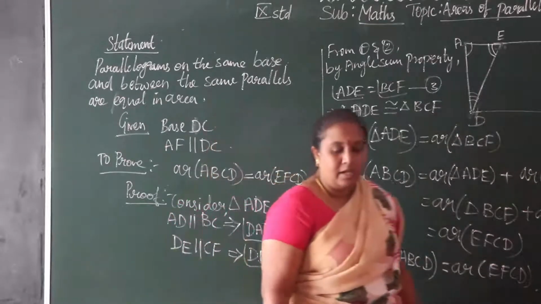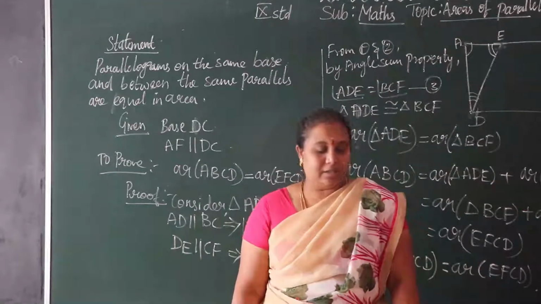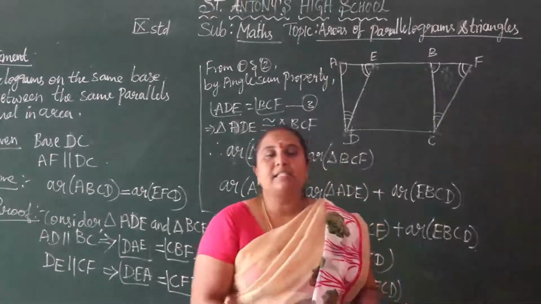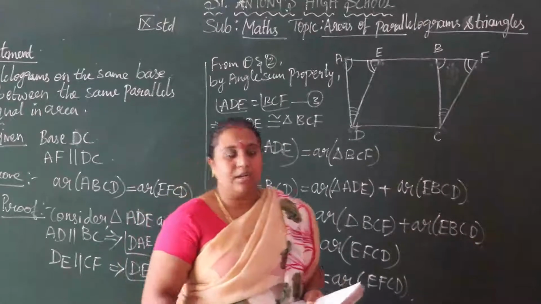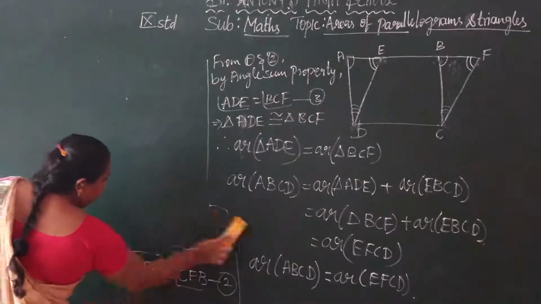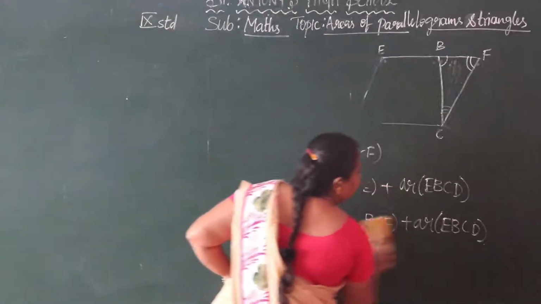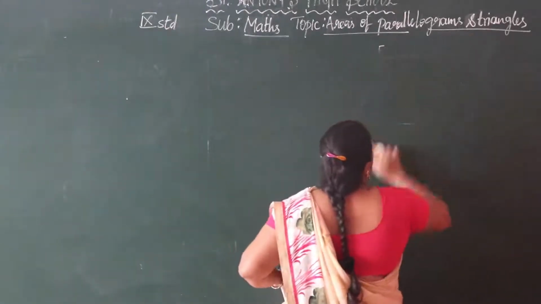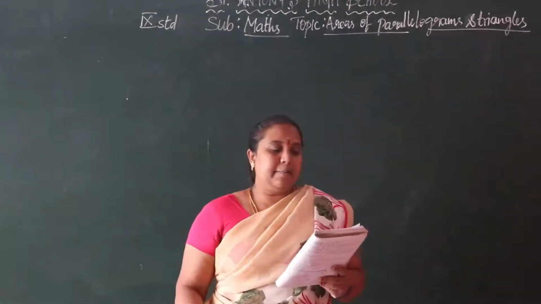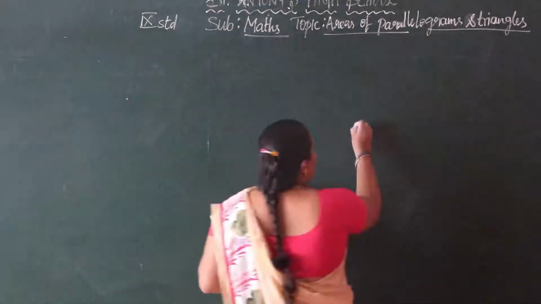Understood children? So now let us move on to example problems based on this theorem. Children, we have example 1 in your textbook. See example 1 that is given in your textbook. ABCD is a parallelogram and EFCD is a rectangle.